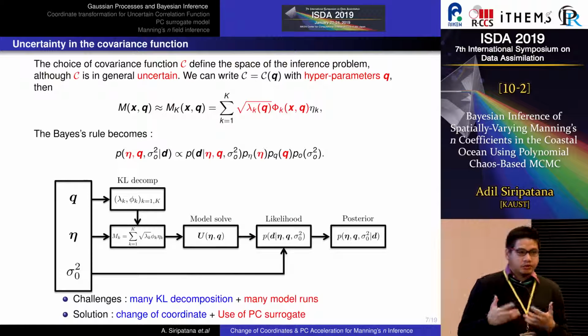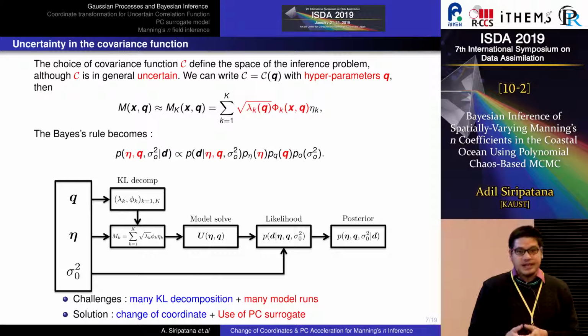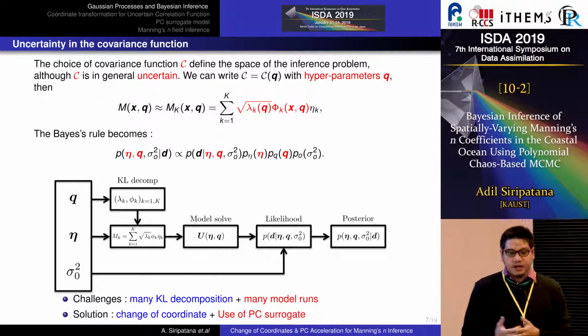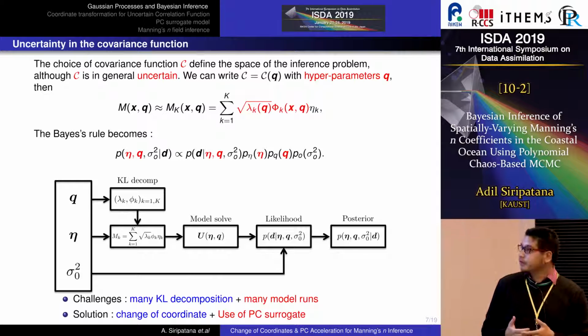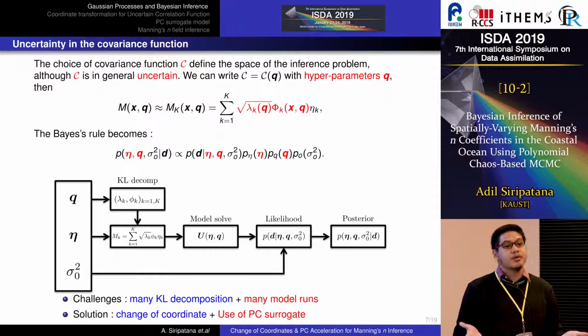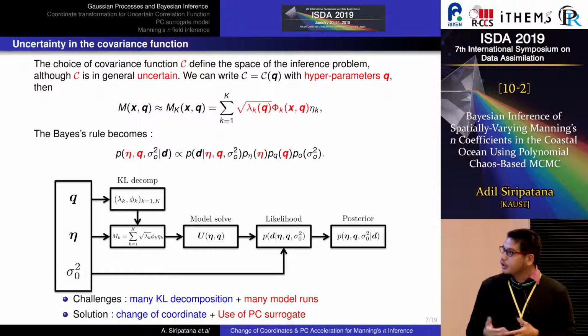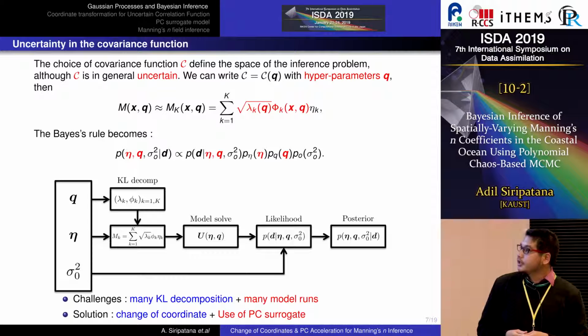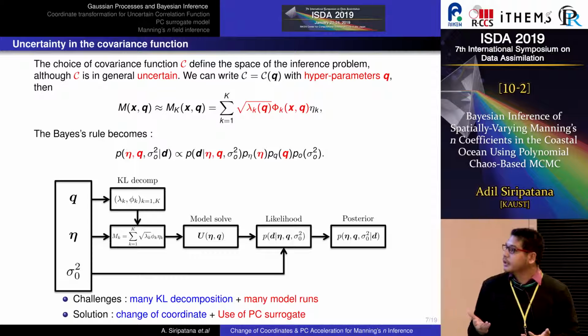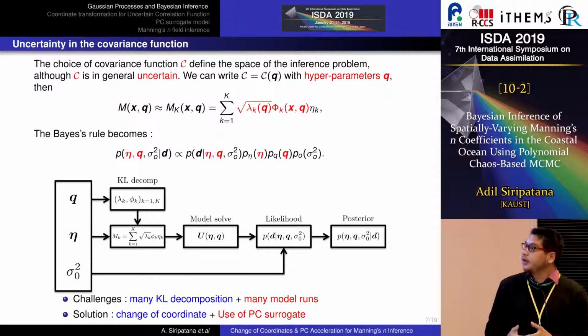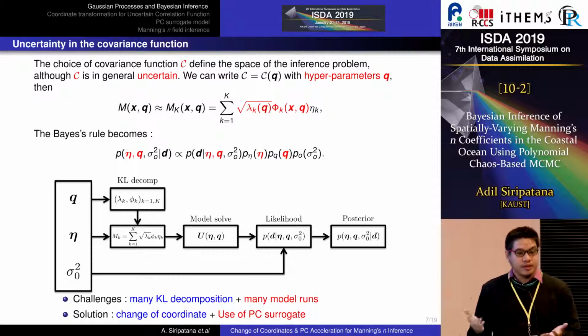Most of the time, people assume that the covariance is fixed. But in reality, it's quite uncertain because we don't have full knowledge about the covariance matrix. So we can write this covariance function in terms of Q, where Q is some hyperparameters. The hyperparameters can be length scale and can be variance, for example. If we write it this way, then the field depends on Q as well. So the KL decomposition also depends on Q, and the eigenfunctions and eigenvalues also depend on Q.